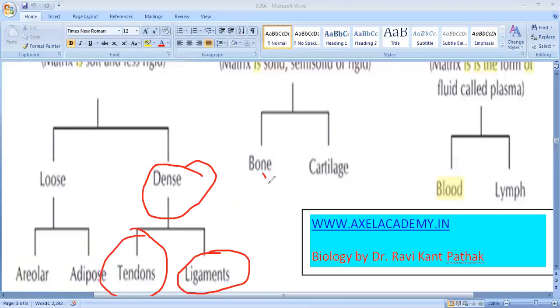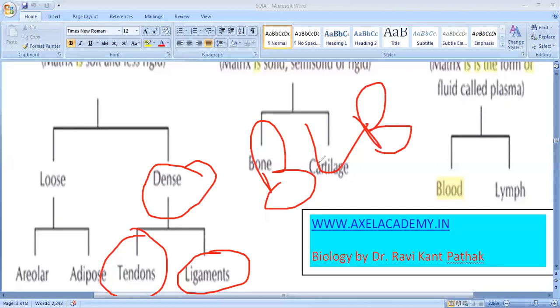And for the ligament, I have given one short trick by which you can understand. BLB, bulb. A bulb has a filament, and that filament attaches. Here B stands for bone, L stands for ligament. So bulb, filament, bone to bone attachment, ligament. By this trick you can easily understand.